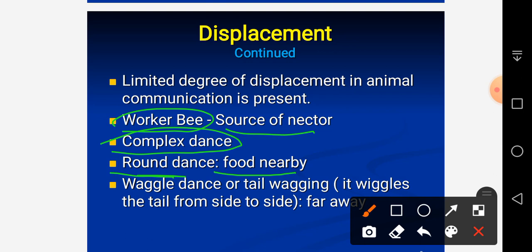And if there is a waggle dance, in which tail wagging happens, what does the worker bee do?